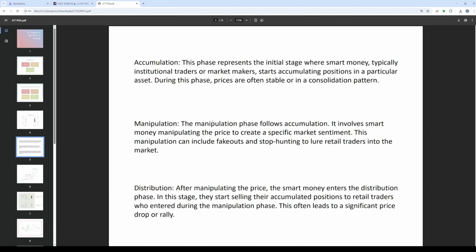Now, accumulation is essentially the stage where orders are generated, right? Whilst we're chopping up and down, that's orders and liquidity being generated. The manipulation stage is when all of those orders get taken out. And then because of the sheer size of those orders getting taken out, that then causes us to distribute in the other direction, okay?